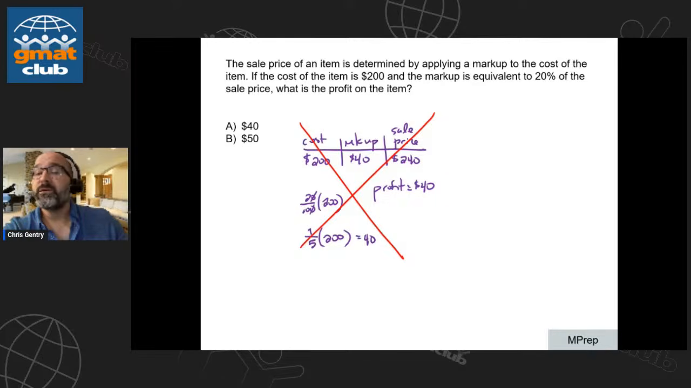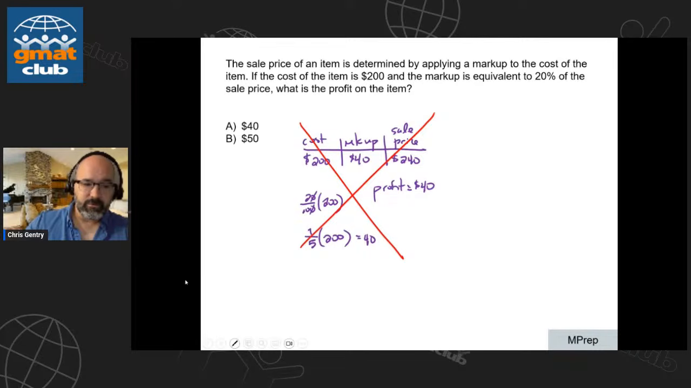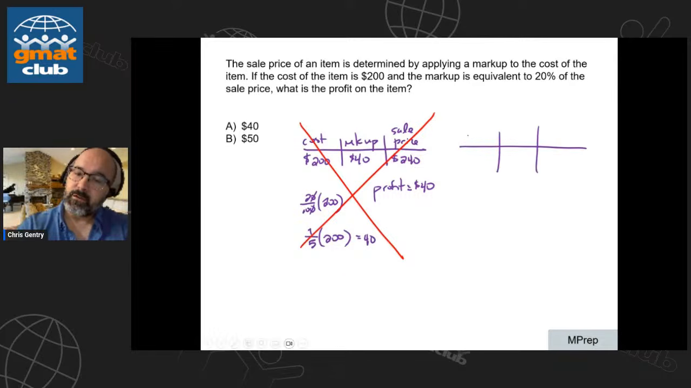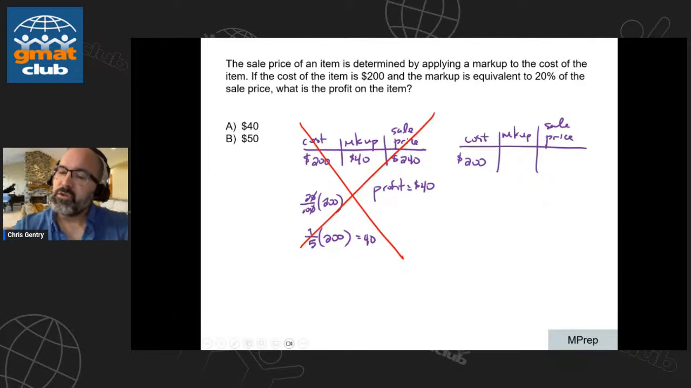We applied our percentage to the wrong base value. Every percentage is always percent of what? And this 20%, it's not 20% of the cost. So again, we have some cost, we have some markup, and we have some sale price. And I know the cost is 200. I don't know the sale price, so I'm just going to give it a variable S. And I know the markup is 20% or 1/5 of the sale price.